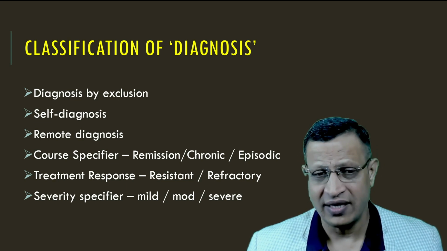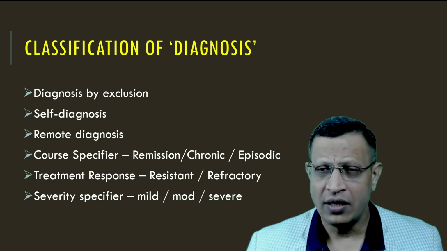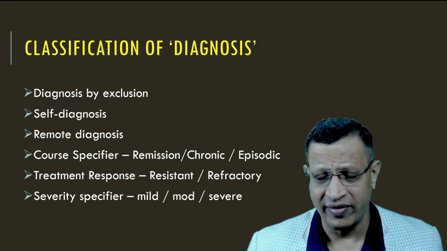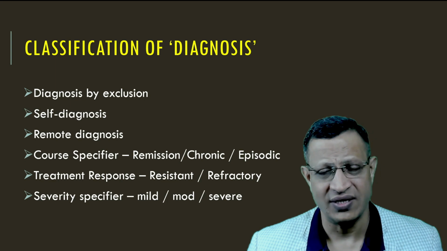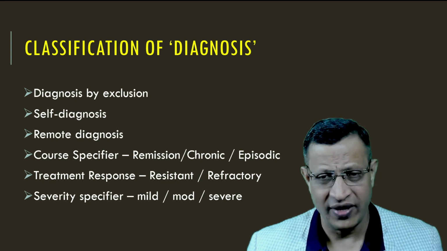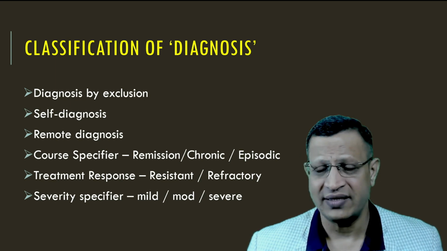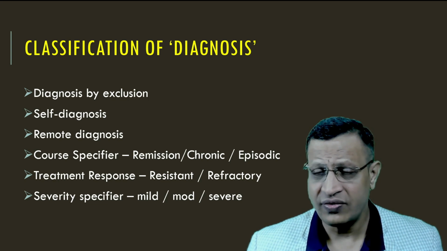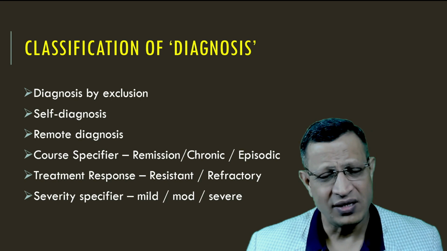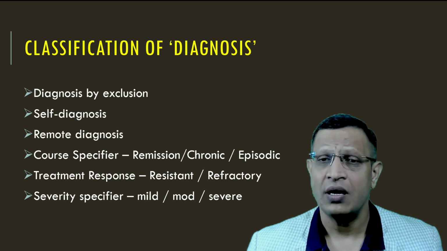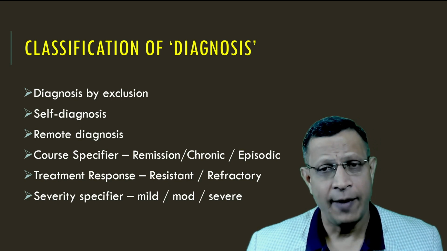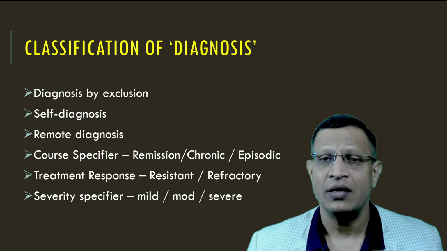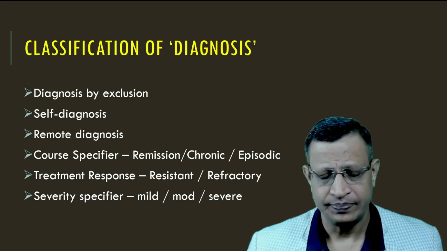It may be considered as remote diagnosis. Now, considering the ICD-11, International Classification of Diseases 11, there are other core specifiers that have been made. They are such as illness is in remission, an example is schizophrenia in remission. Or else the patient is having continuous illness, chronic schizophrenia, or episodic schizophrenia. That is the course specifier.